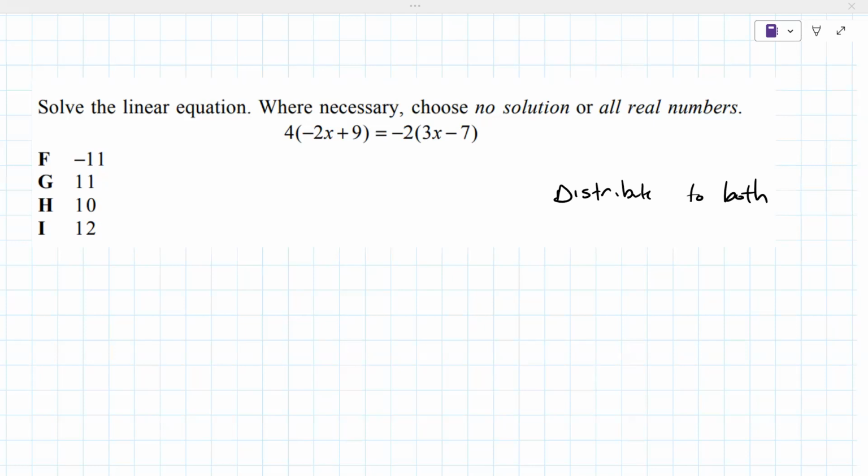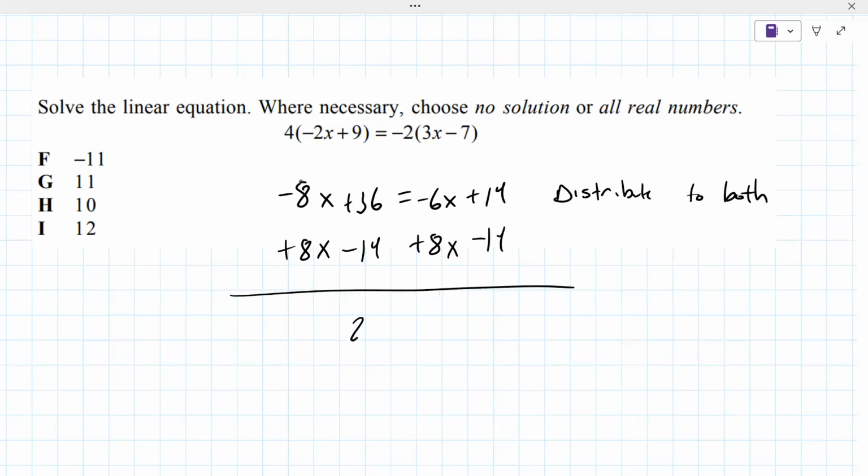Eleven. All right. Yeah, that is correct. Let me just show the steps in case you want to look at that later. You add 8x to both sides, subtract 14, and then 22 equals 2x. So x equals 11. All right. Doing great.